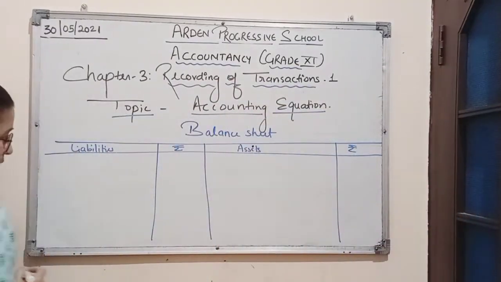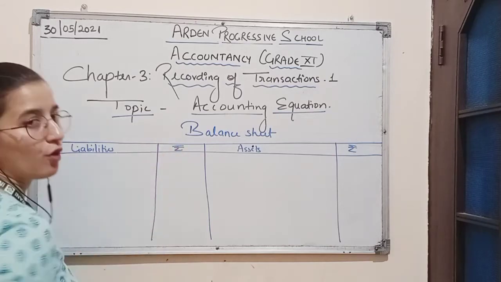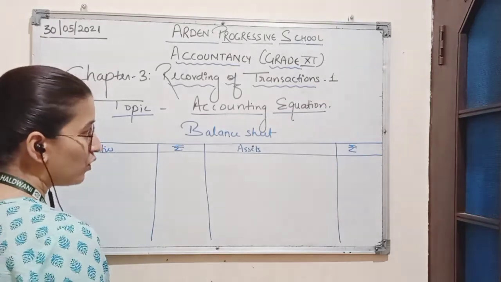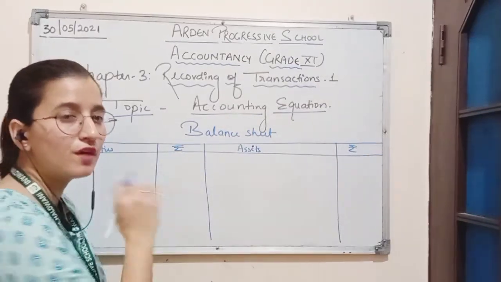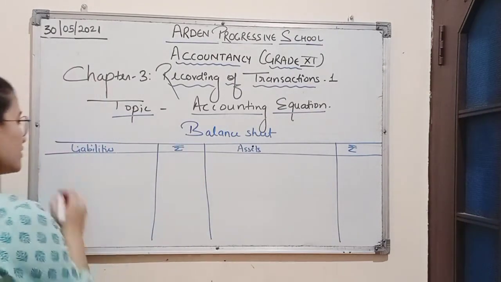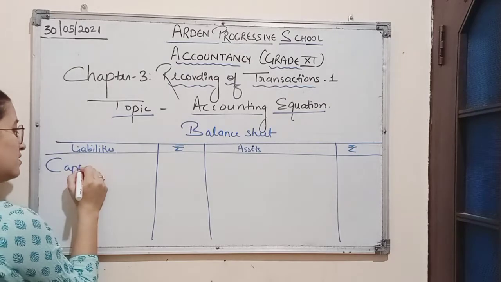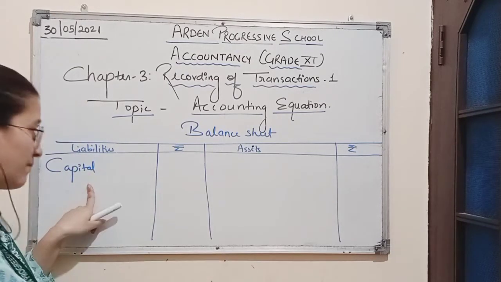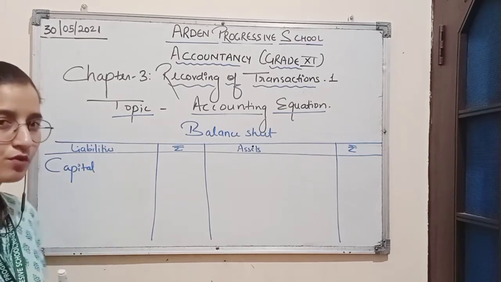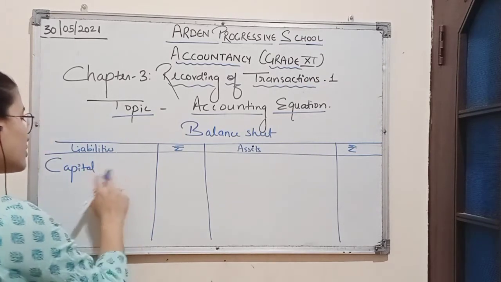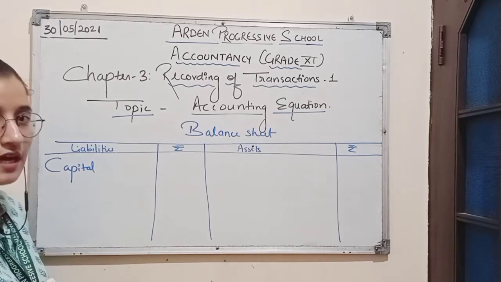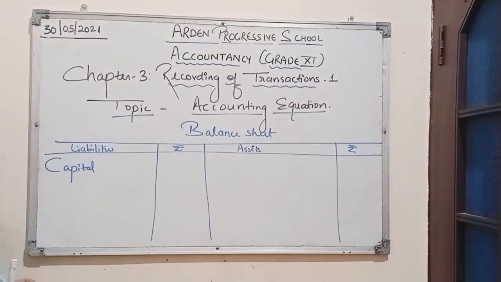Let's suppose we know the balance sheet is prepared on behalf of the firm. Business and owner are separate entities, and we record all transactions from the firm's point of view. So the balance sheet is also prepared from the firm's point of view. For the firm, capital is a liability, because capital is the amount invested by the owner in the business. That means the business has borrowed some amount from the owner, which is to be paid in future. So capital will be considered a liability for the business firm.